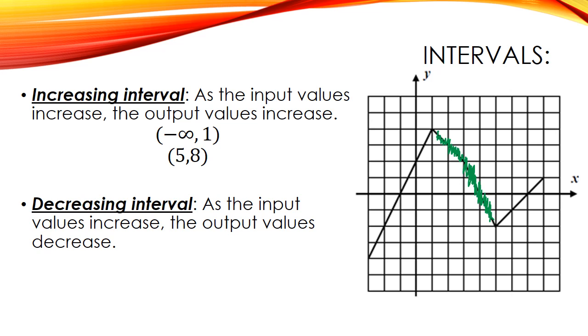So again, I can write an interval for all the x values between 1 and 5, not including 1, since we have a peak here, and not including 5, since this is the lowest point. So all these x values between 1 and 5 represent a decreasing interval, because as the x values between 1 to 5 increase, the y values decrease.